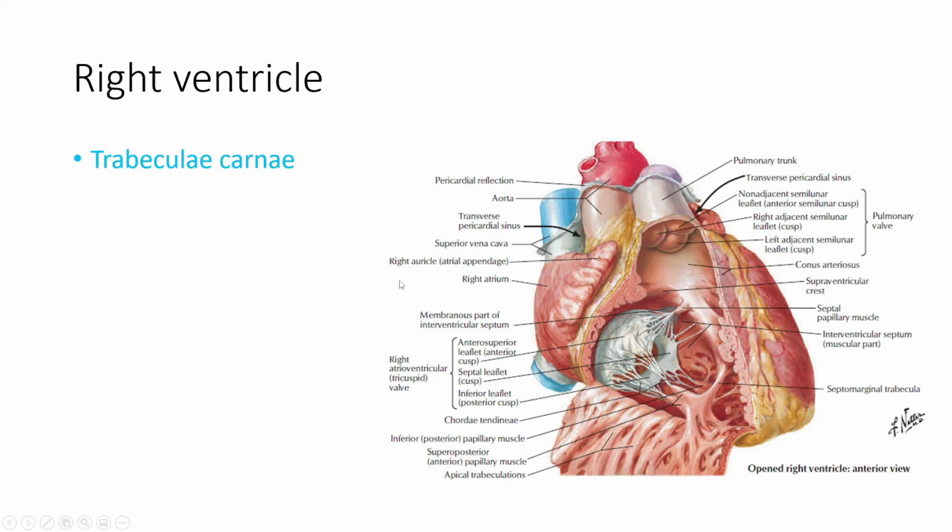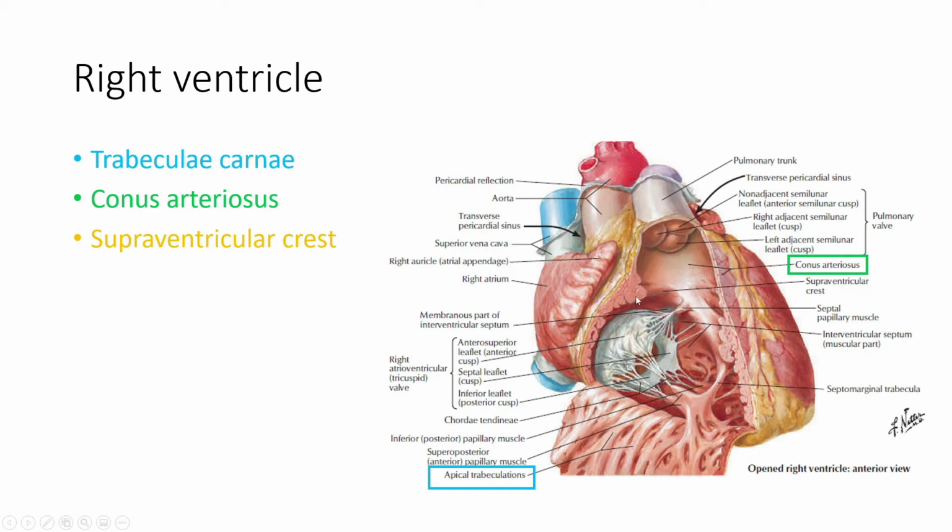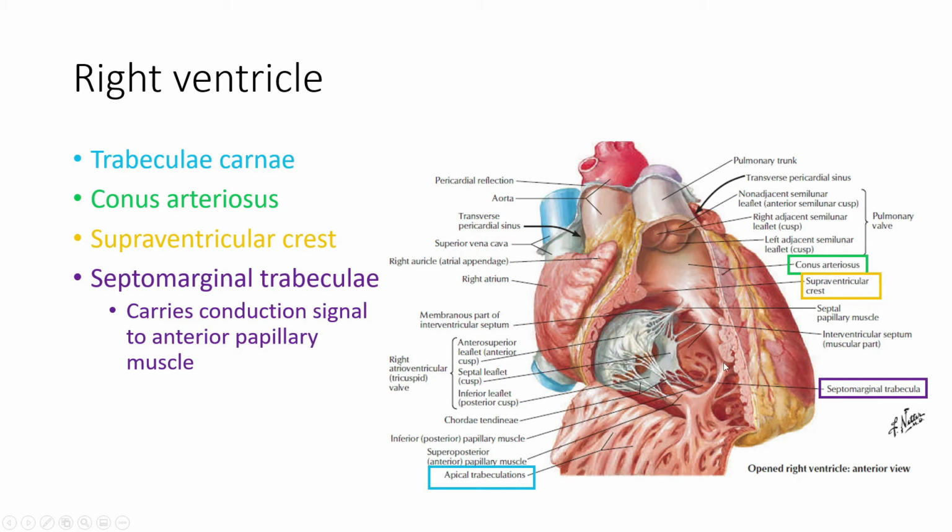So next we have the right ventricle. We see trabeculae carneae here, which are more thick and pronounced muscles of the right ventricle, especially compared to the right atrium. We have the conus arteriosus, which is the entrance to the pulmonic valve and the pulmonary trunk. We have the supraventricular crest, which is this crest-like region on the superior aspect of the right ventricle. We have the septomarginal trabeculae down here, which contains the conduction system to the anterior papillary muscle. So that's important because damage to this can cause tricuspid regurgitation or just palsy of that valve.